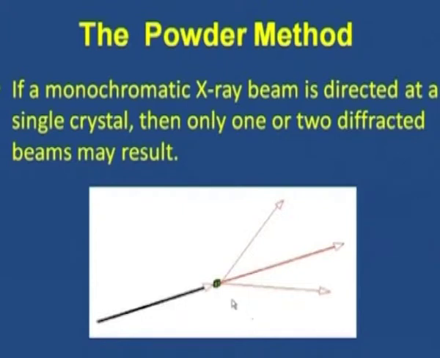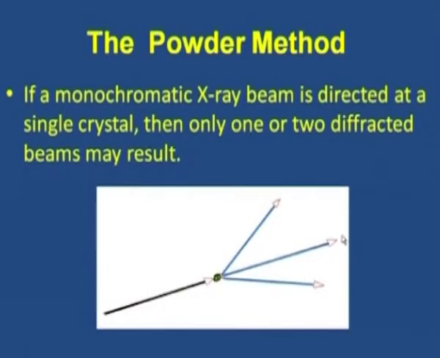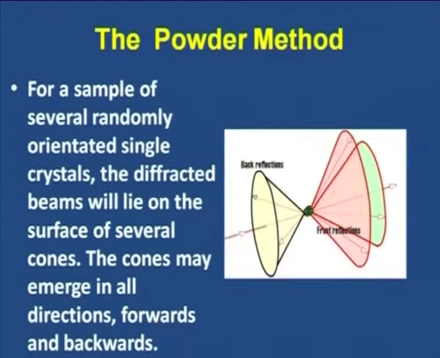You have the X-ray beam incident on the single crystal, then the diffracted beam, depending upon the orientation, right? Depending upon the crystalline plane, if the plane is like this, then it will get diffracted along this direction. So, the diffracted beams will go in different directions depending upon the orientation of the plane with respect to the incident beam. For the powder sample, again this is the same thing I am having here. For a sample of several randomly oriented crystals, the diffracted beams will lie on the surface of several cones.